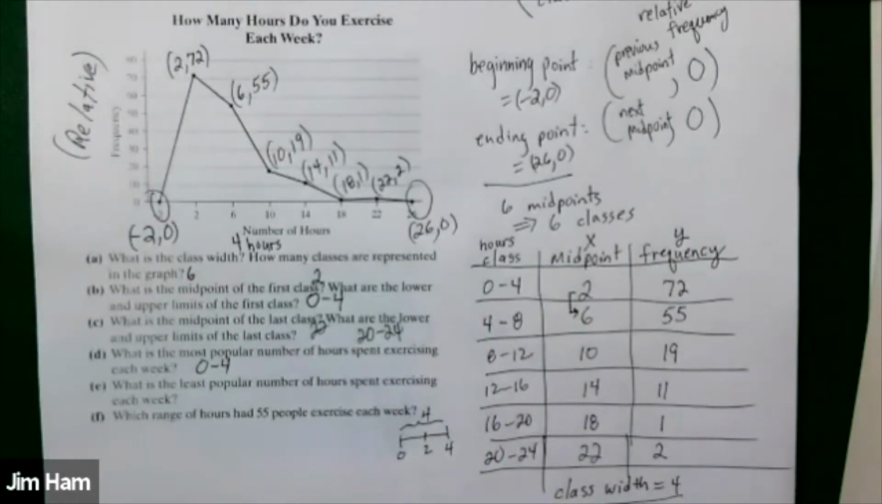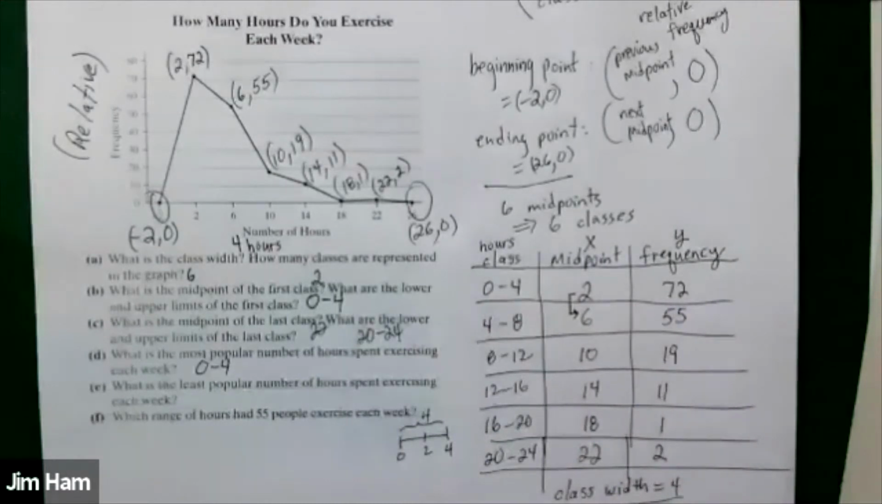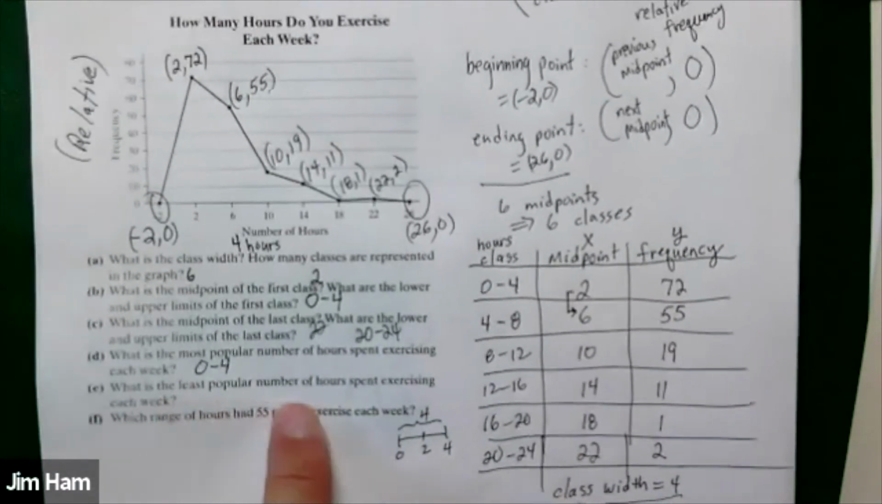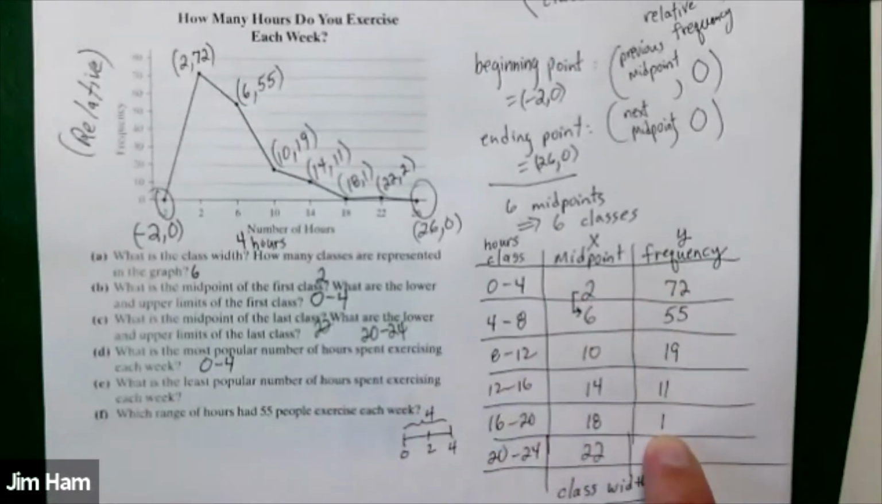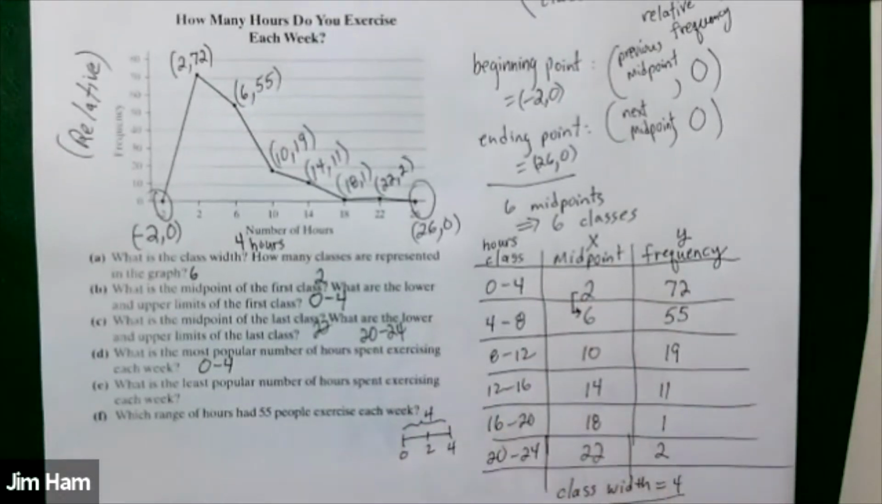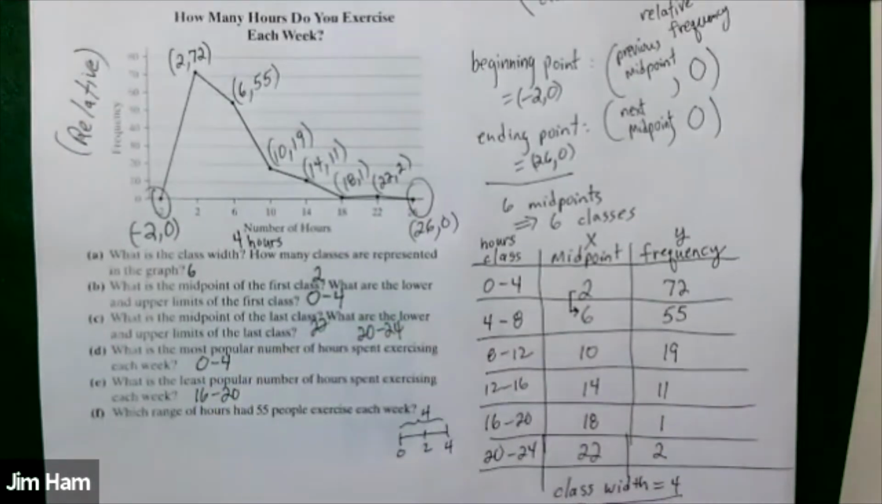It does ask for hours in terms of just, what is the frequency of the most popular response. And what is the least popular number of hours spent exercising? And it turns out that there's the number 1. So we would say 16 to 20. We don't know how many 16s, 17s, 18s, and 19s are in there, but we do know that that's the most popular.